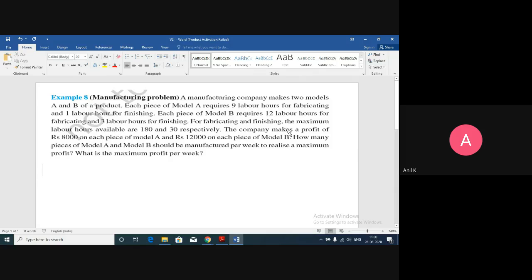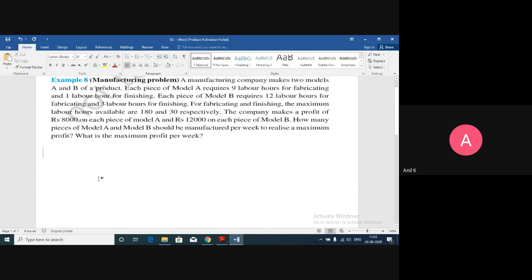The company makes a profit of 8,000 on each piece of model A and 12,000 rupees on each piece of model B. How many pieces of model A and B should be manufactured per week to realize a maximum profit? What is the maximum profit per week? So this is the question which is given to us.